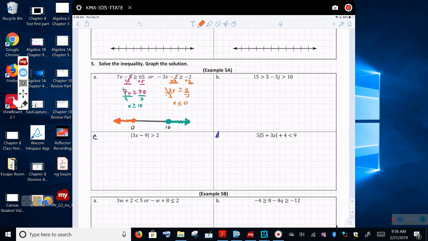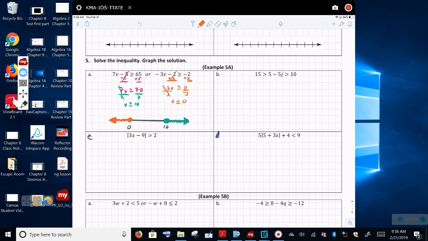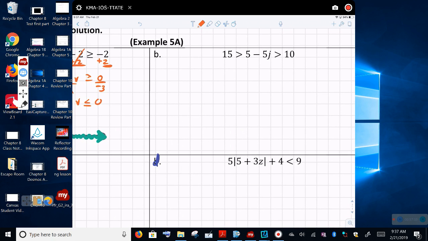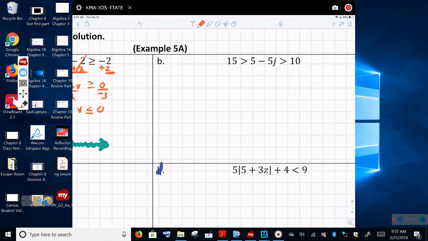All right. Let's try 5A, B. Okay. This one is not an OR inequality. You guys know the other type of compound inequality besides OR? Would you say and? Yeah. So if you think and/or, like if you're writing about it.